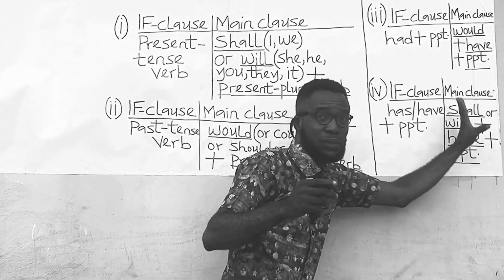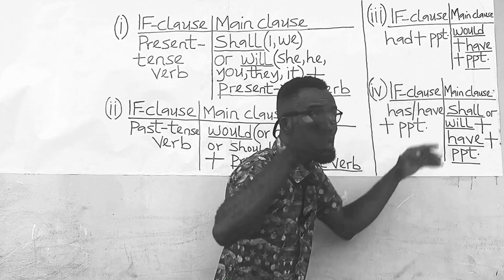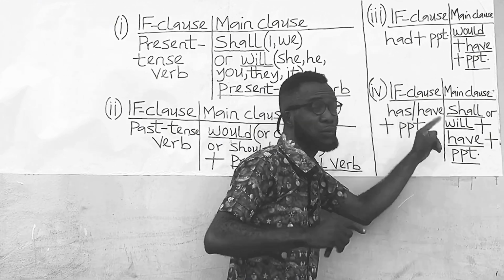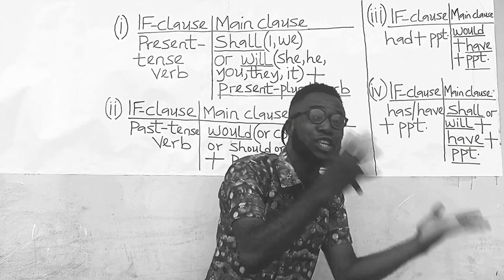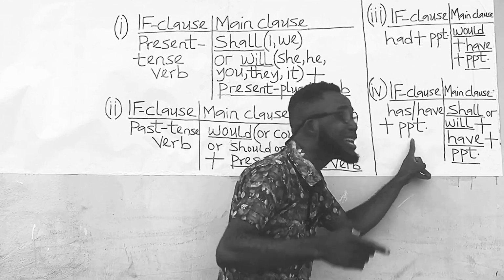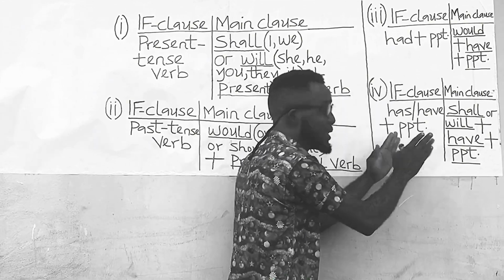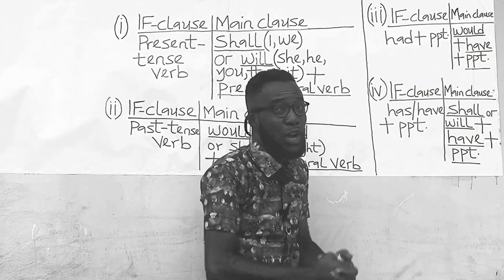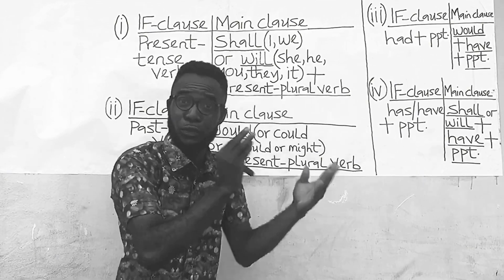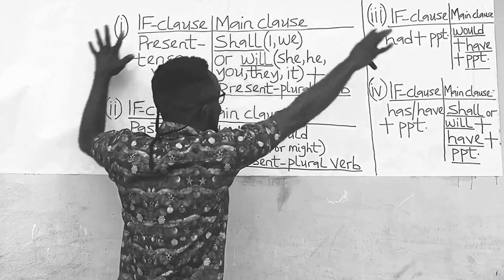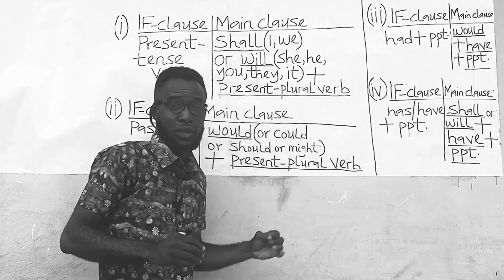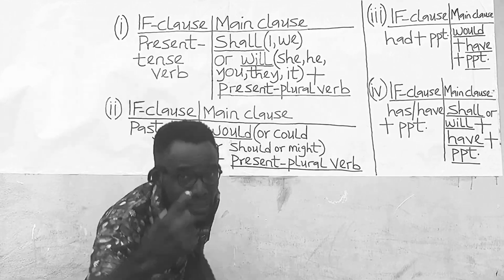You will do this when the if clause contains has or have, depending on whether the subject is singular or plural, plus a past participle verb, PPT for short. I believe this is understood. I know a majority of you are still confused. Let us apply everything here to the question with a view to answering it correctly.